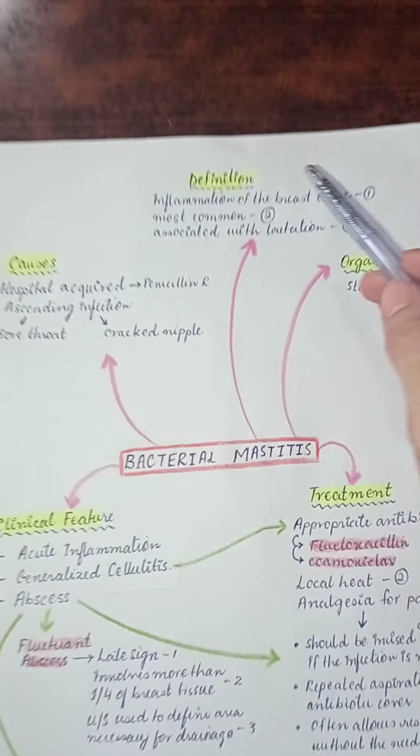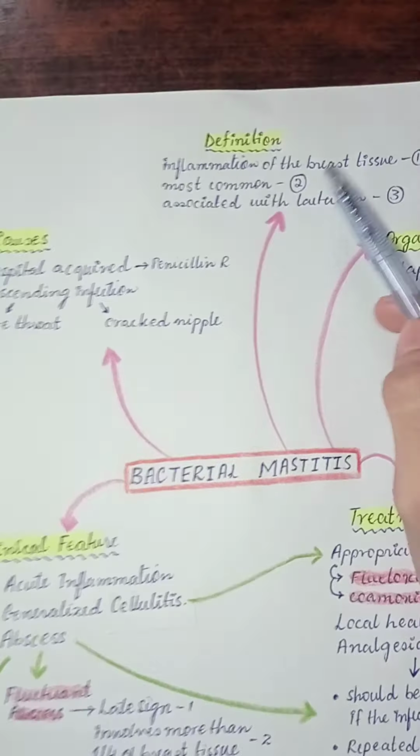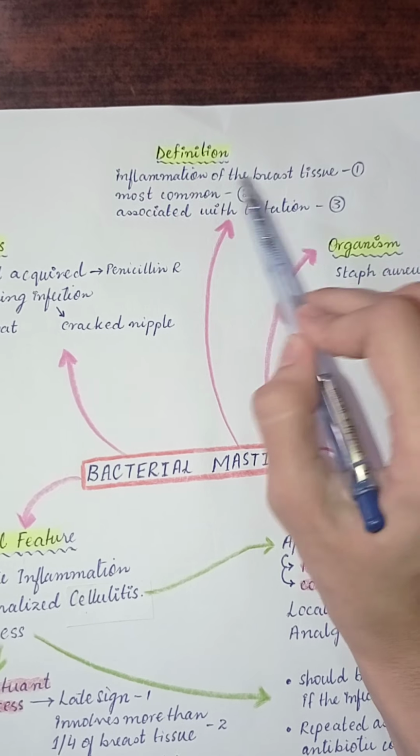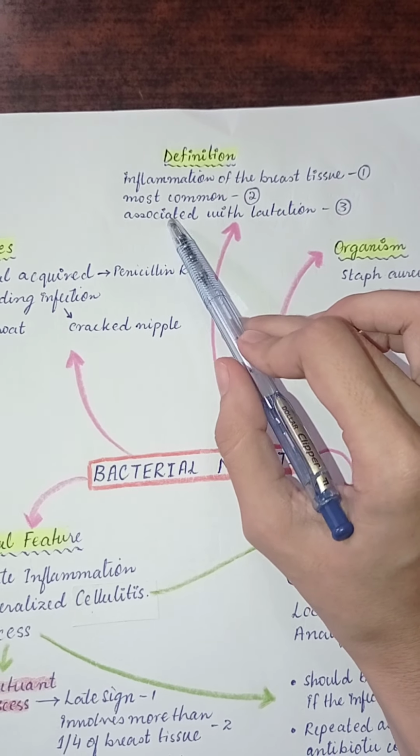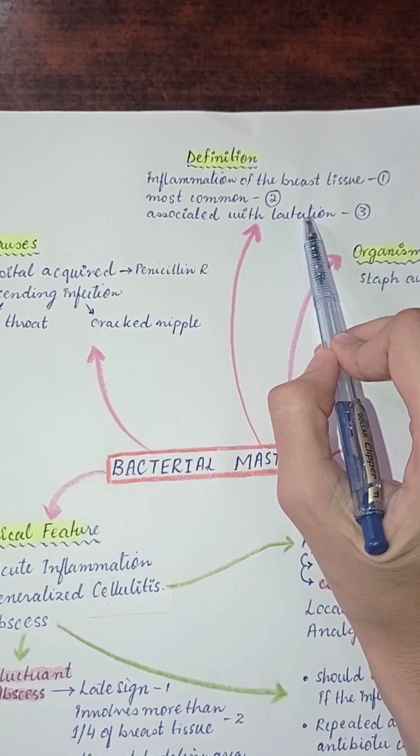First we go for definition. We have to learn only 3 points. Bacterial mastitis is an inflammation of the breast tissues. This is the most common disease and it is associated with lactation.